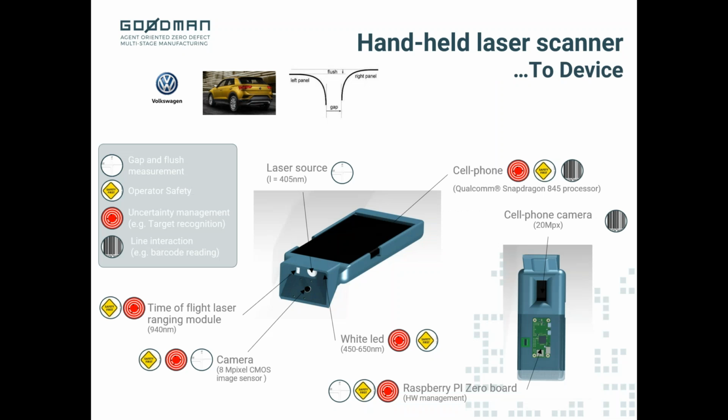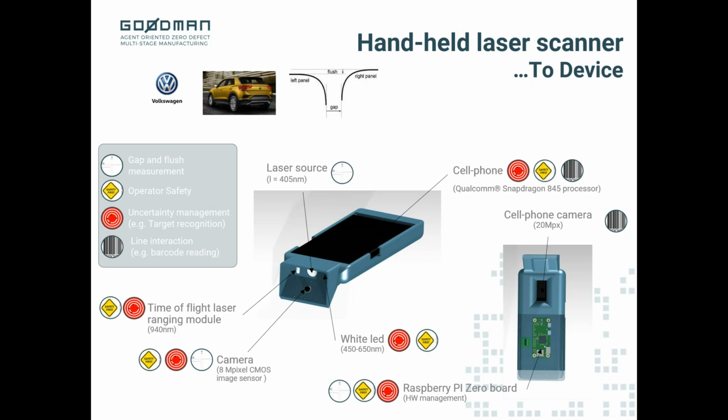So there are a series of hardware solutions together with some software solutions that make it possible to fulfill all the requirements provided by the Volkswagen use case. Basically, we developed a smart cover for the cell phone, in which we embedded a laser source, which is working in the 405 nanometers wavelength. So basically, it's a violet laser.